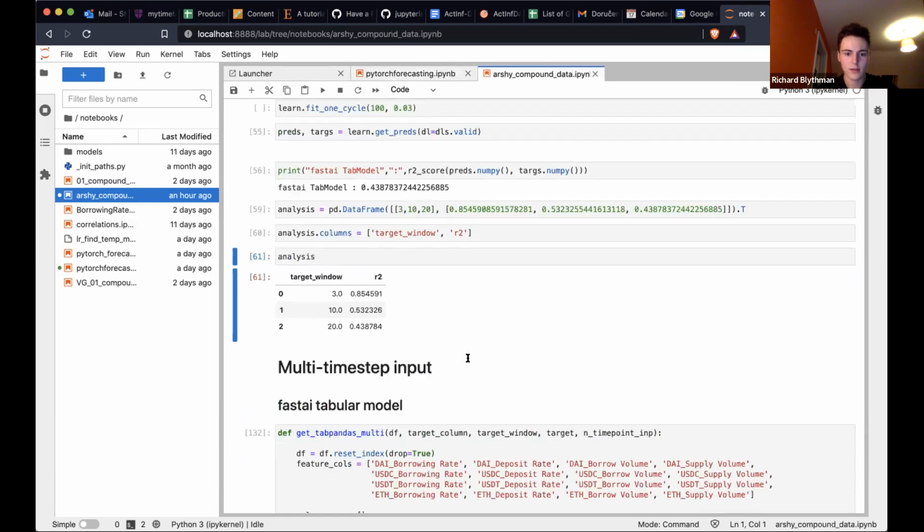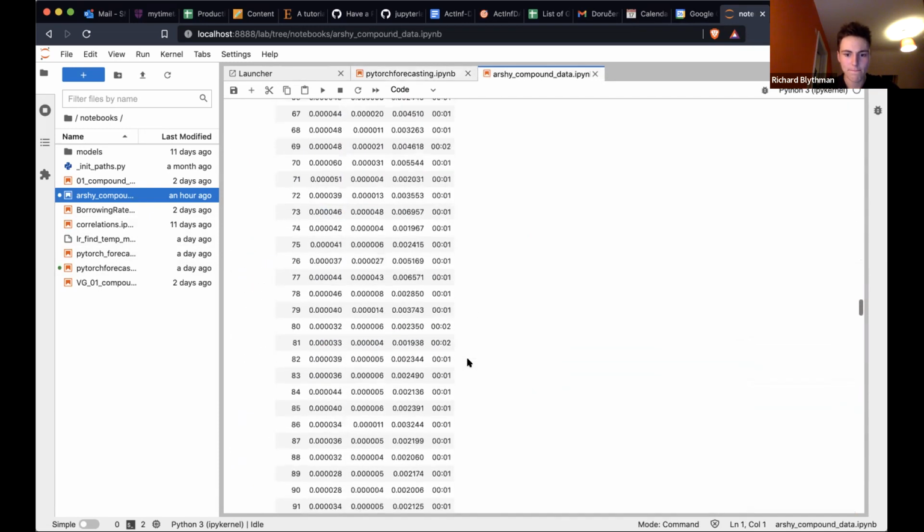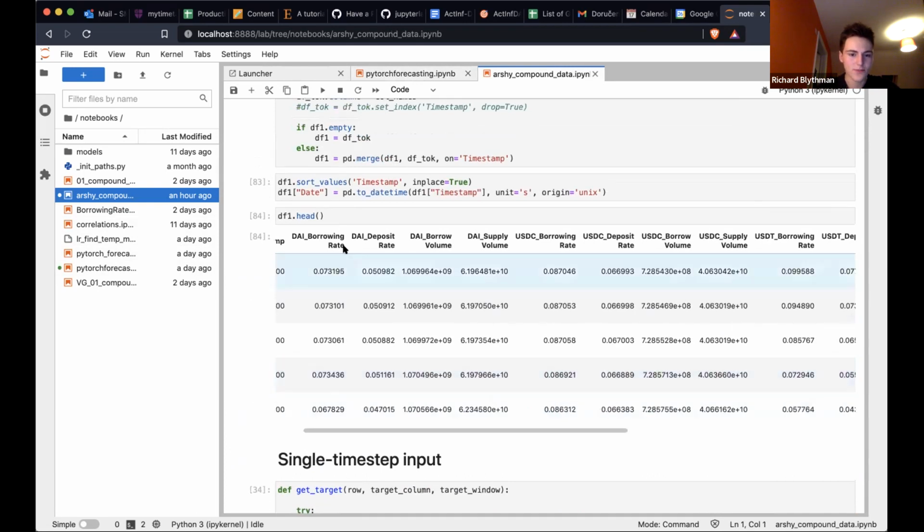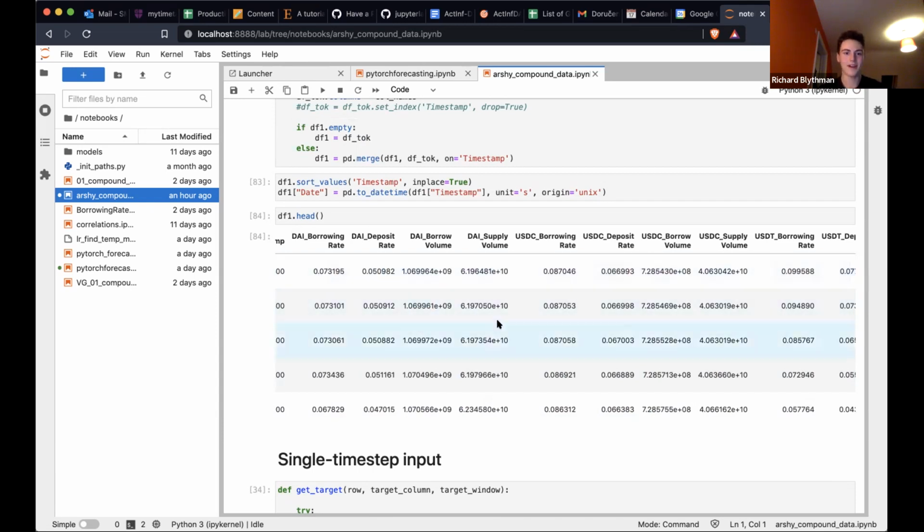Is the data visible anywhere? Probably both the deposit rate and borrow rate will be different. And none of these seem to be deterministic, right? Not even the supply volume.